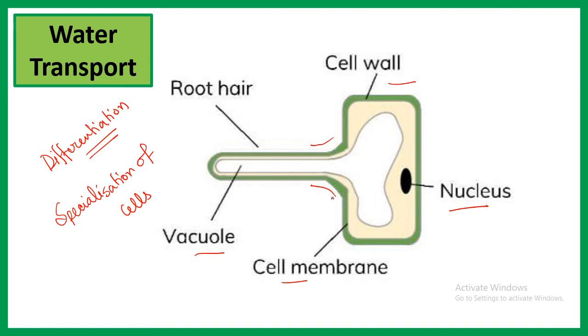So what's the need of this root hair? See, the root hair increases the surface area through which absorption will take place. So the more the surface area, the more the absorption.